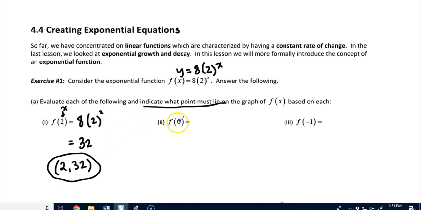Now evaluate f of 0 and f of negative 1. Then play the recording when you're ready.